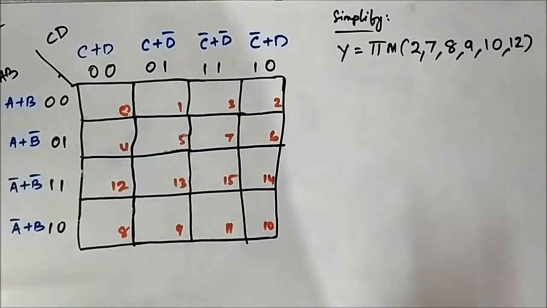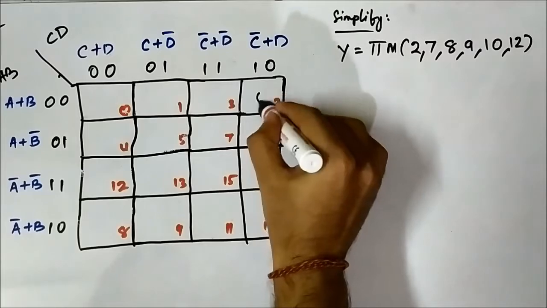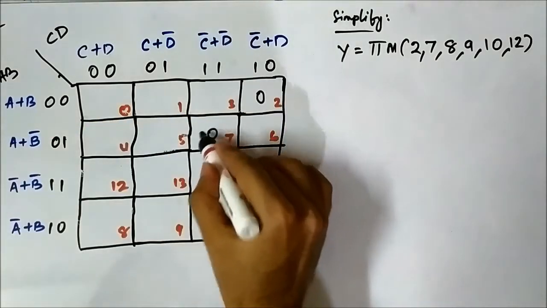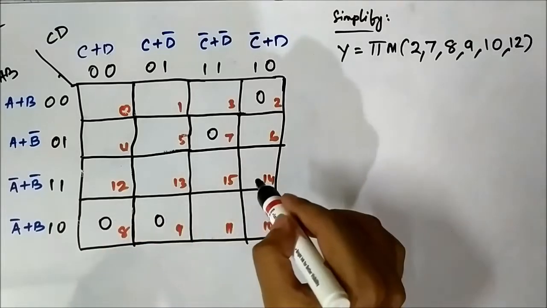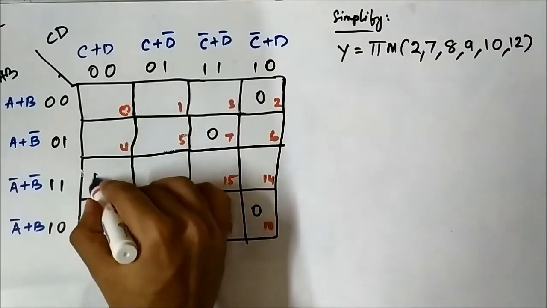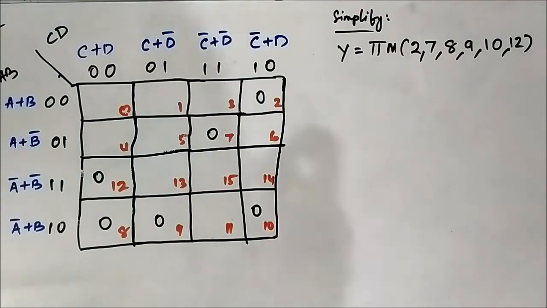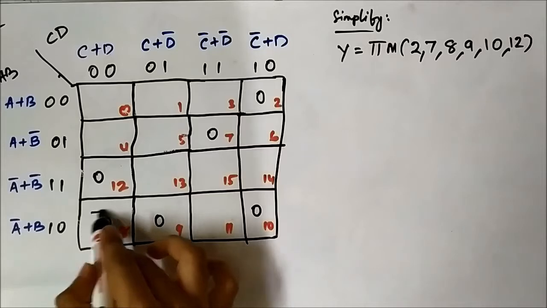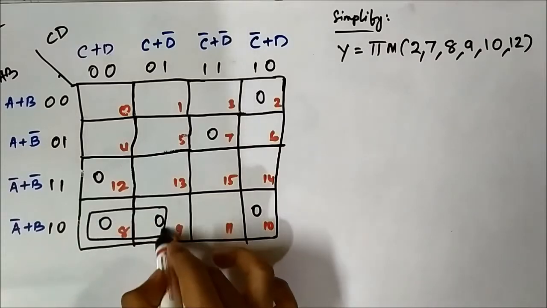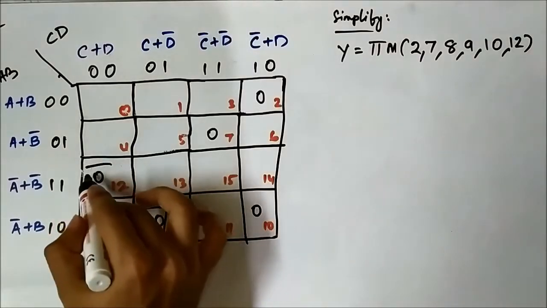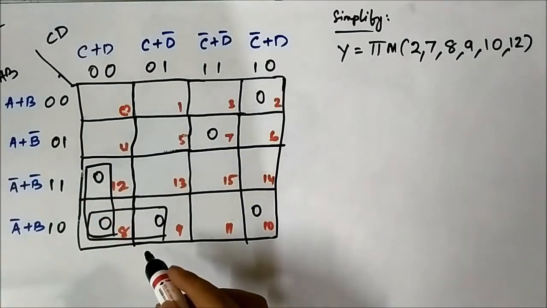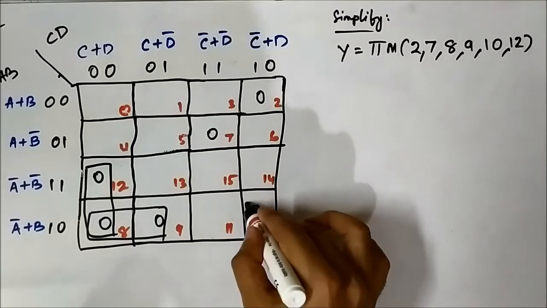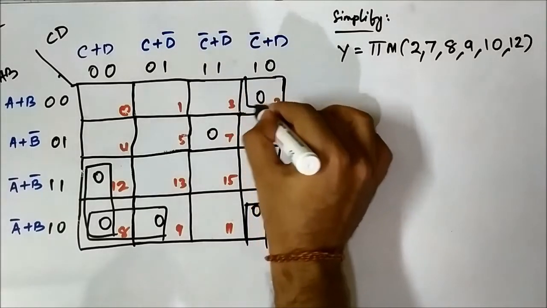Okay, so 2, 7, 8, 9, 10 and 12. Okay, so now we have to form the groups. So here 8 and 9 we can form a pair, 8 and 12 we can form another pair, then 10 and 2 we can form a pair.